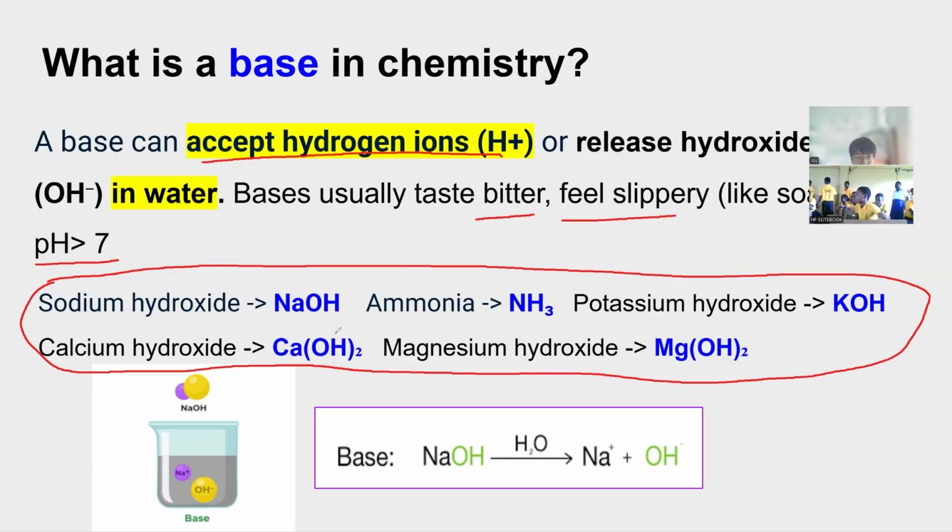Similarly, you can notice some similarity between all these. We have OH, OH, OH, OH, but ammonia seems to not have an OH. But it's still a base because it accepts a hydrogen ion. A hydrogen can be added.